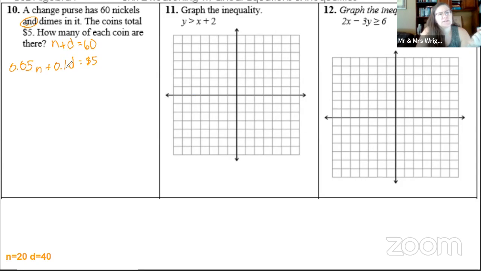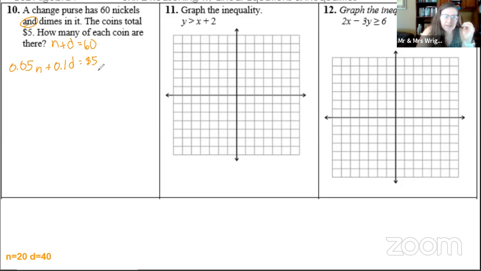Remember, 10 is because there would be a 0 after this. It's implied. So 0.05 times N, how many nickels we have, plus 0.1 D, which stands for how many dimes we have, equals $5. Now, using this, we've just created a system of equations, and we're going to use the system to find the information we need. We need to know how many of each coin is inside this change purse.